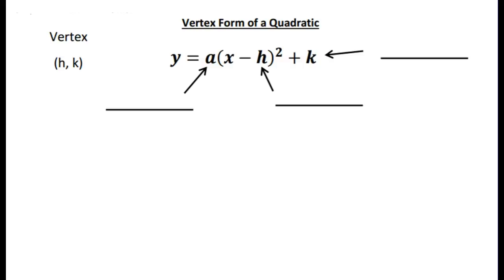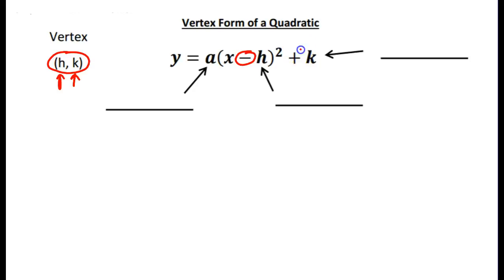So vertex form is y equals a times the quantity x minus h squared plus k. It's important to note here that our vertex is located at (h, k). Notice this h is meant to be positive, this k is meant to be positive, but when you look at the actual equation, we do have a negative here. So when we talk about the actual vertex, we have to keep in mind that our h is intended to be positive when there is a negative present. So we're really going to take the opposite of that.